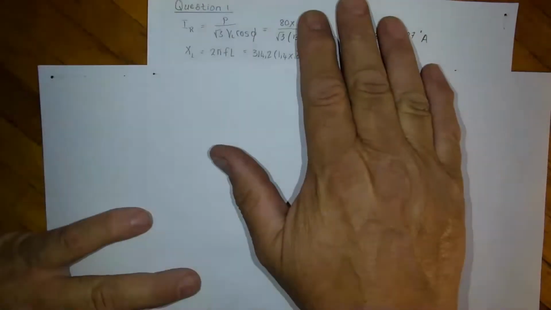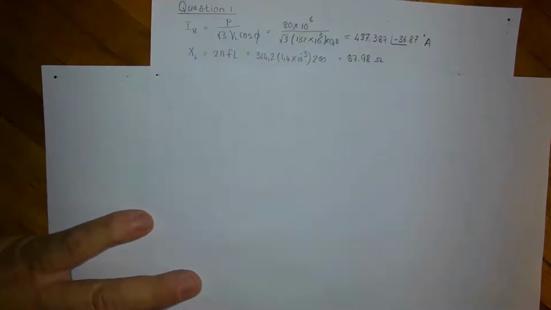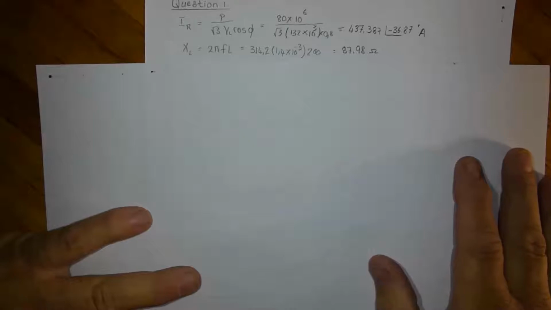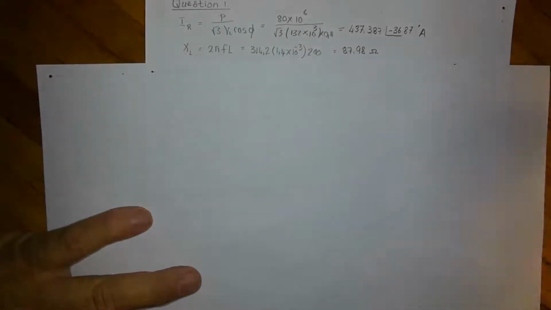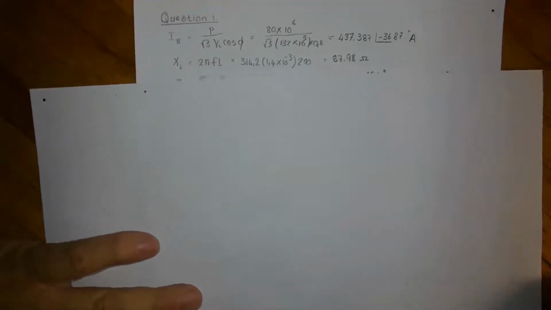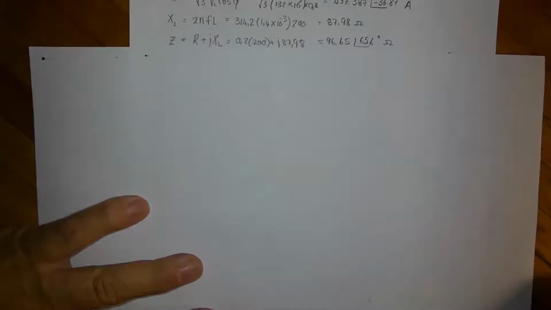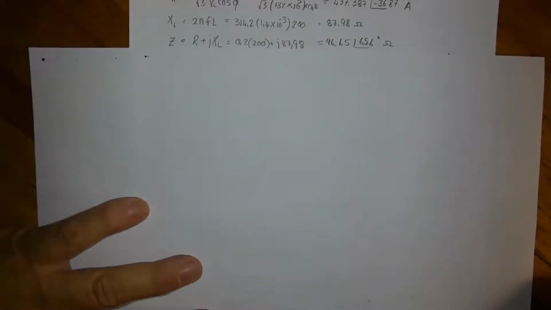Then we have to calculate XL. We are given 1.4 millihenries, and therefore XL is 2πFL times the length. That gave us 87.98 ohms. Then the impedance will be 0.2 ohms per kilometer, so it's 0.2 times 400 plus XL, which gives us a value of 96.65 at an angle of 65.6.